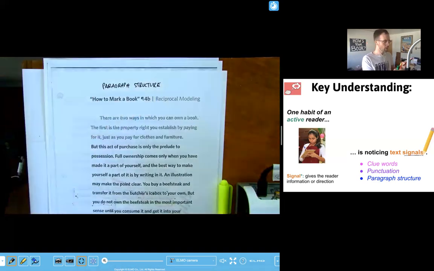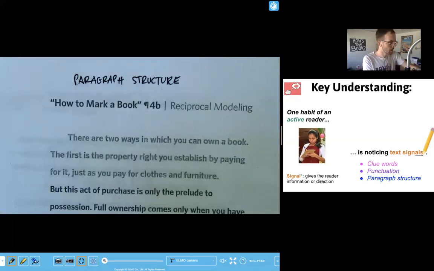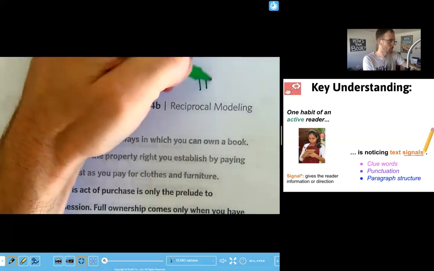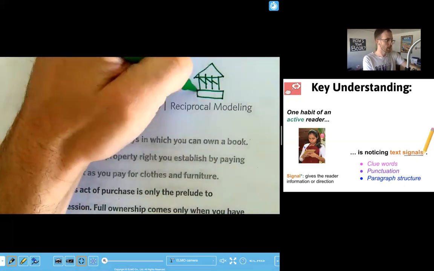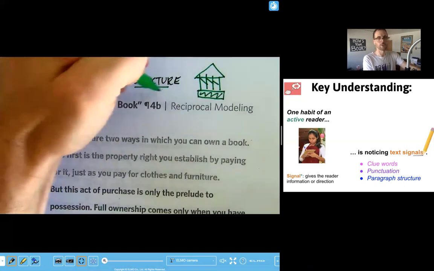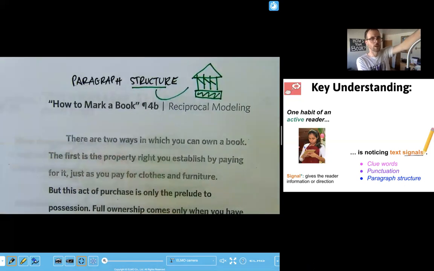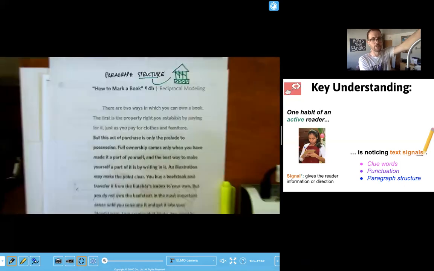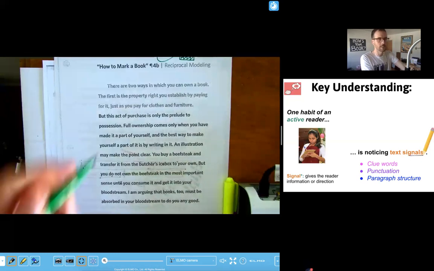Now, if you know anything about structure, think of a house and how it has a structure underneath. The word structure means how something is built, right? Construction comes from the word structure. So you think about a house, it's got beams underneath, it's got a foundation, right? And when you're talking about structure, you're talking about how it is built. Now, paragraphs are very similar to houses. They usually have some sort of flow or structure inside.